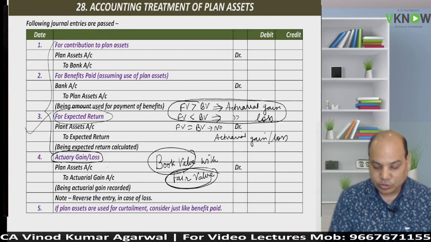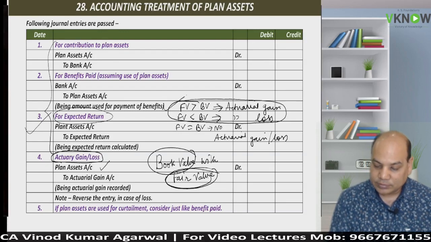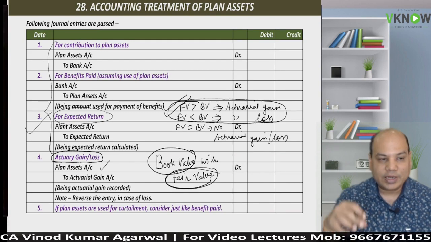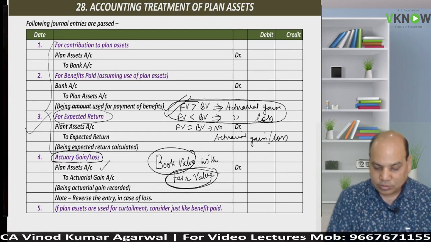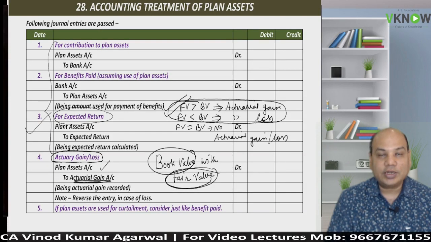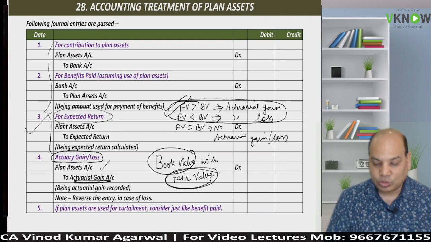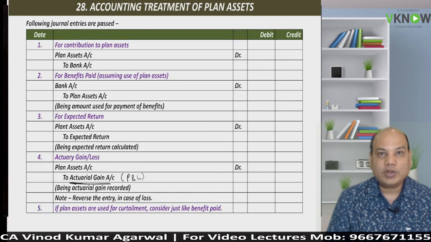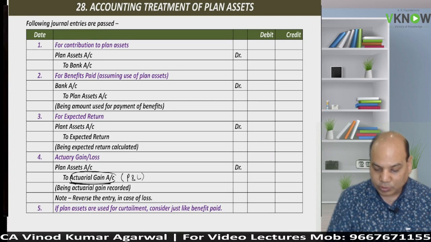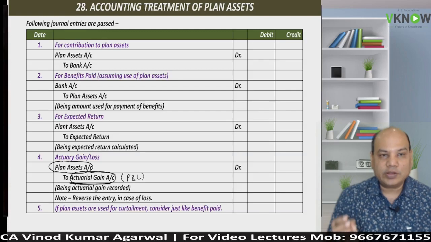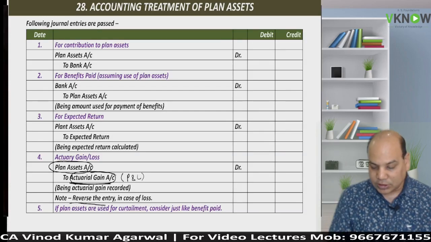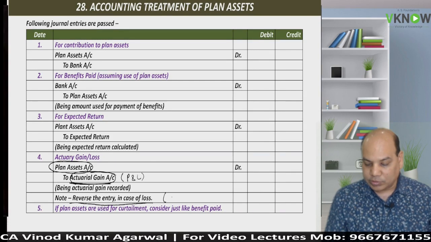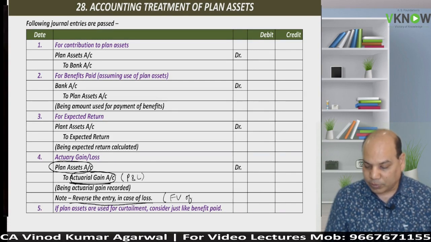Suppose there is an actuarial gain. Fair value at the end is more than book value. We will call it actuarial gain. Entry: plan asset account debit to actuarial gain. And this actuarial gain will be recorded in profit and loss account, and the value of the plan asset will increase in the books of account.